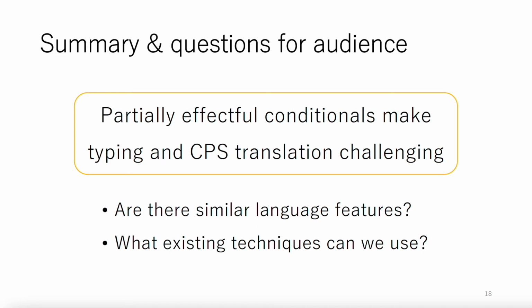So that's what we currently have. Our finding is that partially effectful conditionals make it hard to type and CPS translate programs. We think that the challenges we face are not specific to this language feature, and we believe that someone has solved similar challenges elsewhere. If you have any suggestions on which work we should look at, please let us know during Q&A. Thank you.